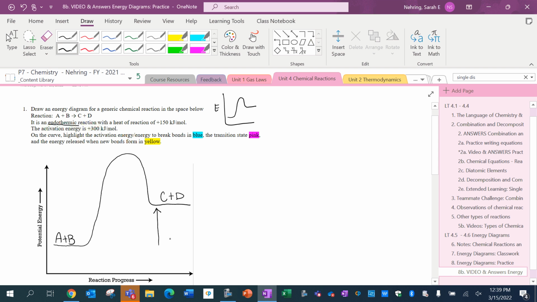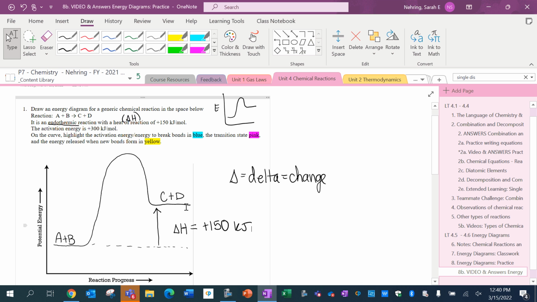And then the heat of reaction, we use the symbol delta H for heat of reaction. The triangle, we say that as delta, and that represents the change. So it's the change going from the reactants to the products. So imagine I were to draw an extended dotted line out here. The delta H would show us the change going from reactants to products. And in this case, the change is positive 150. So that means that the products end up with 150 kilojoules more energy than they started with.